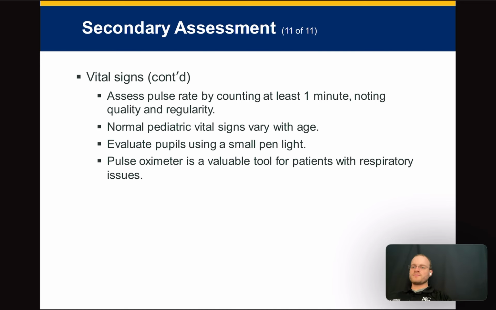Check pupils with a pen light. Pulse oximetry is really great. I will show you in class as well. A lot of times in children, their thumbs and fingers are really small. So for less than a year, we always put the pulse oximetry on their toes. That's their big toe. It's the best place to do it. Trust me. You can also put it on their earlobe. And you can also take a blood pressure on the leg. Again, we will show you how to do that in class as well.